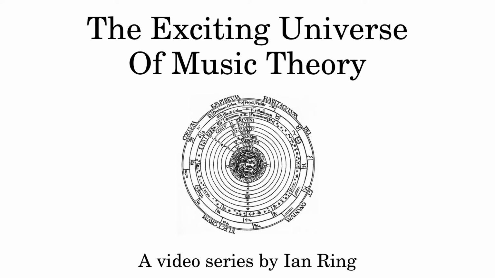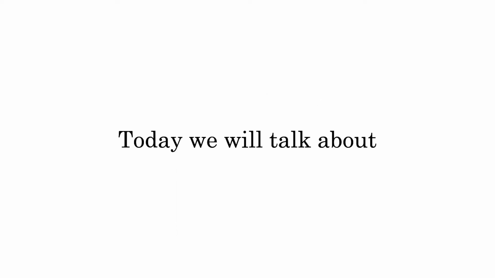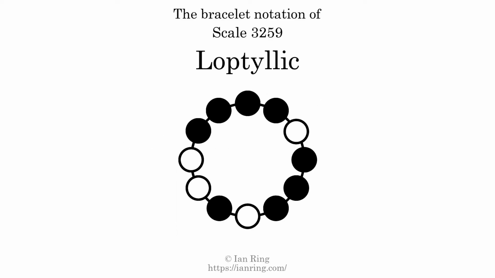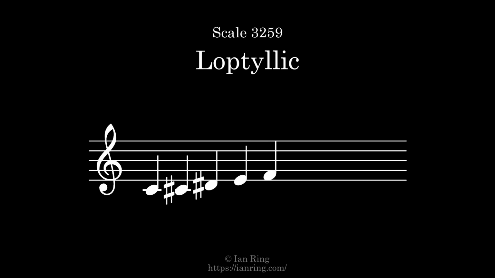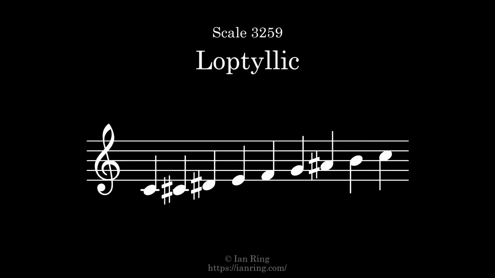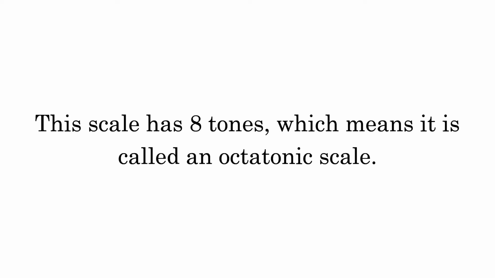Welcome to the exciting universe of music theory. Are you ready to learn? Then let's begin. Today we will talk about scale 3259, Loptyllic, which sounds like this. This scale has 8 tones, which means it is called an octatonic scale.